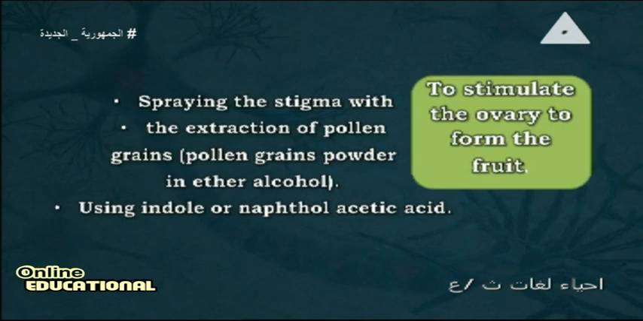Spraying the stigma with an extraction of pollen grains, okay, means you bring the stigma of the plant and stimulate it to produce fruit by extracting the pollen grains and putting this powder in ethyl or ether alcohol using indole or naphthalene acetic acid. Okay, these are two types of solution. Adding, after removal of the pollen grain, indole or naphthalene acetic acid.